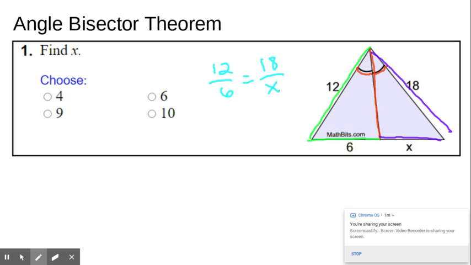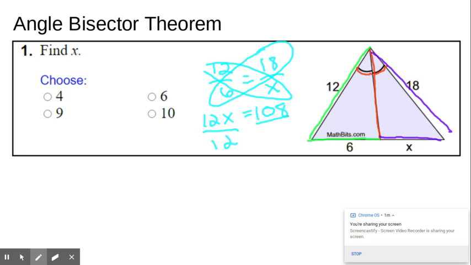Now we've set up the proportion, and all we do is solve. So we cross multiply. 12 times x is 12x. 6 times 18, well, 6 times 10 is 60, 6 times 8 is 48, and 60 plus 48 is 108. If we take that and divide by 12, this gets me x equals 9. So my correct answer here is 9. Let's try another one.